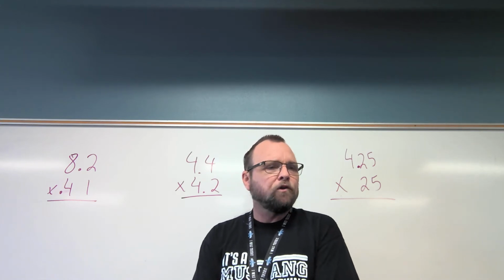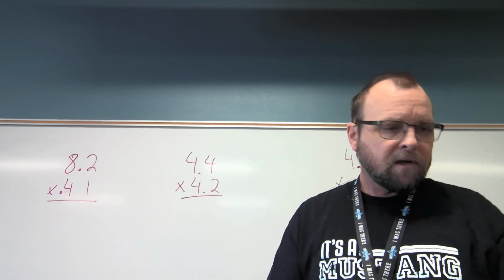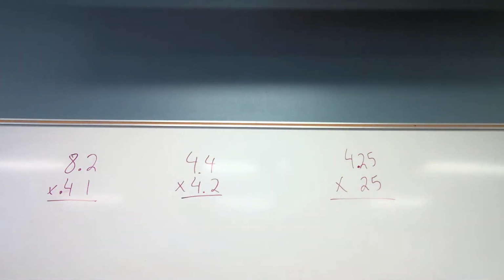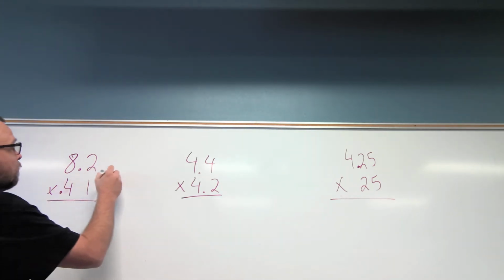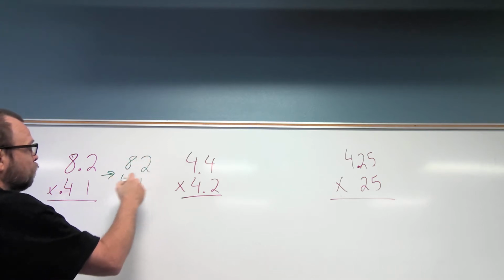Ladies and gentlemen, boys and girls, children of all ages, as we begin or continue our quest through multiplication, remember, first thing I want to remind you of when multiplying with decimals, we don't line the decimal points up. We actually are going to multiply it ignoring the decimal points, and we're multiplying 82 times 41.